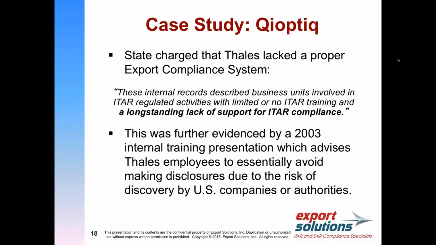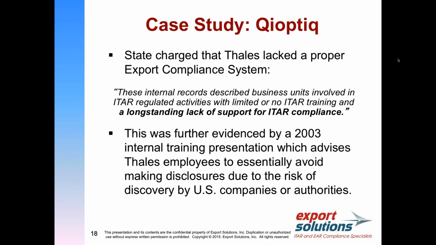Okay, all this was further evidenced by an internal training presentation that advised Thales employees to essentially avoid making disclosures due to the risk of discovery by U.S. companies or authorities. So, I mean, talk about a smoking gun. That's like that magic email that sinks a lot of companies. They were actually telling people, don't disclose anything because you're going to get the company in trouble.